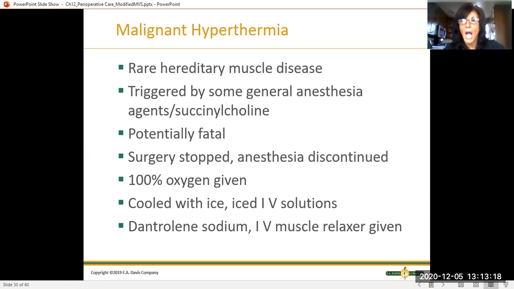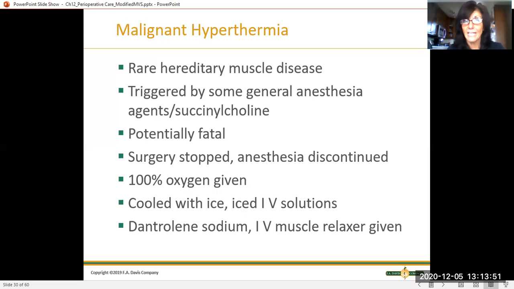We will even give them iced IV solutions to get their temperature down, because we're talking about body temperatures of 106, 107, right? And then dantrolene sodium, which is a muscle relaxer, is given immediately IV to relax all the muscles. What happens is all the muscles start to become almost spastic, like the muscles are working and jacking up that body temperature.